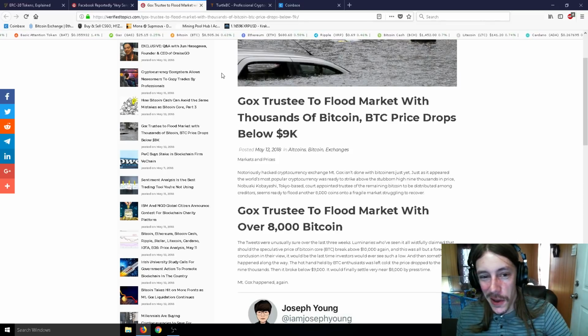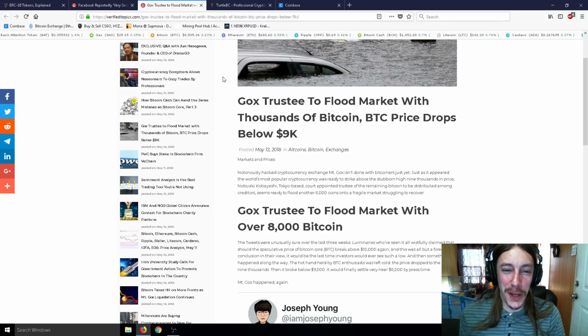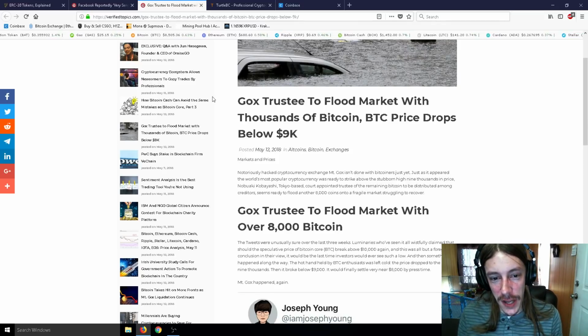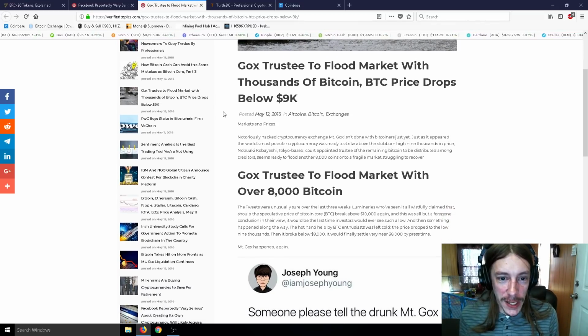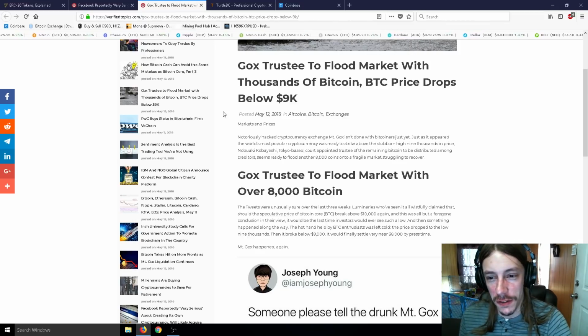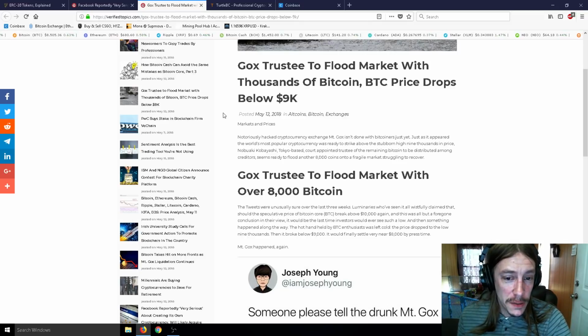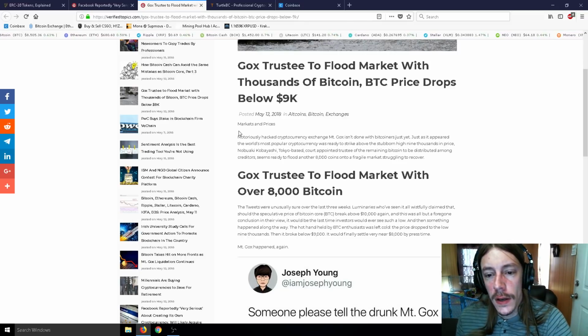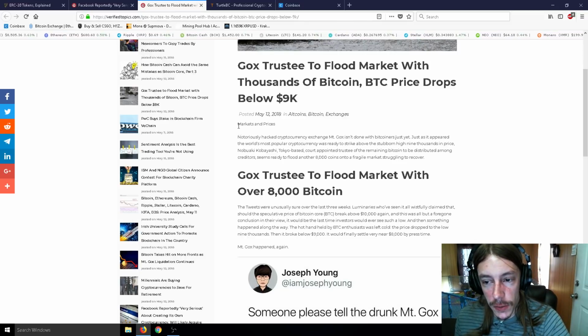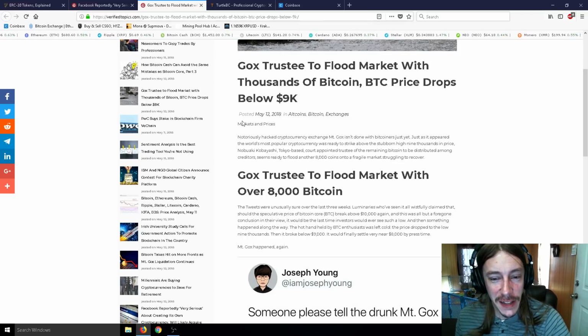So, Mt. Gox trustee to flood the market with thousands of Bitcoin. Again, we talked about this yesterday, but the price is dropping below 9K. The notoriously hacked cryptocurrency exchange Mt. Gox isn't done with Bitcoiners just yet. Just as it appeared the world's most popular currency was ready to strike above the stubborn high 9,000s in price, Kobayashi, the trustee of the remaining Bitcoin account to be distributed among creditors, seems ready to flood another 8,000 coins onto a fragile market struggling to recover.